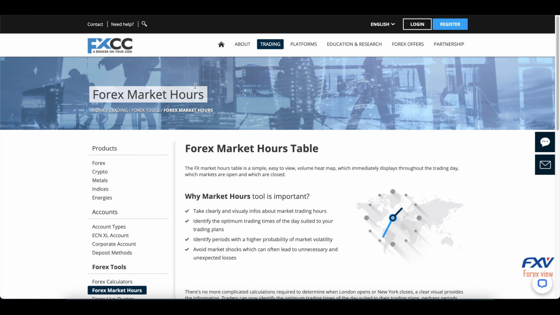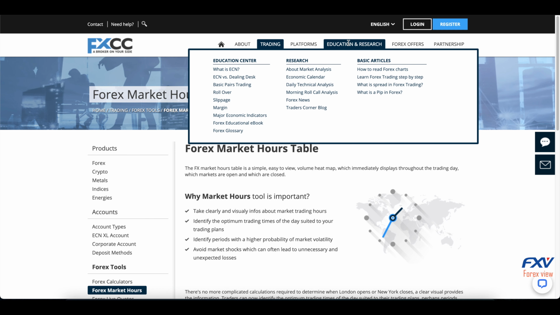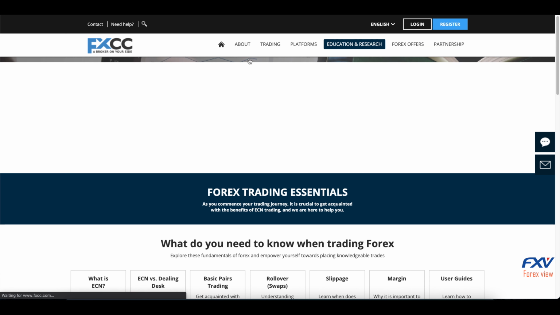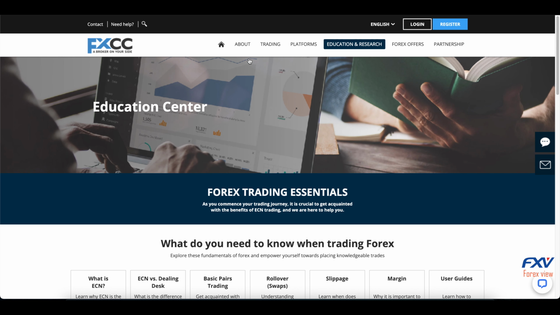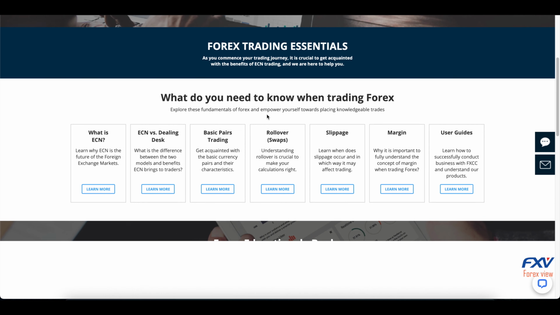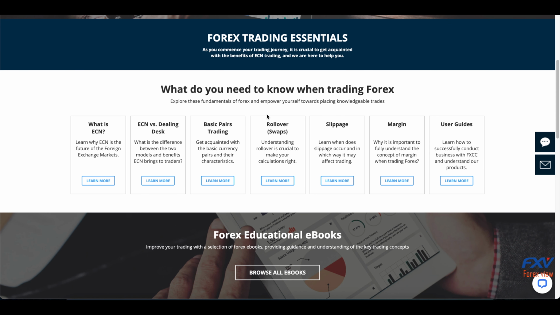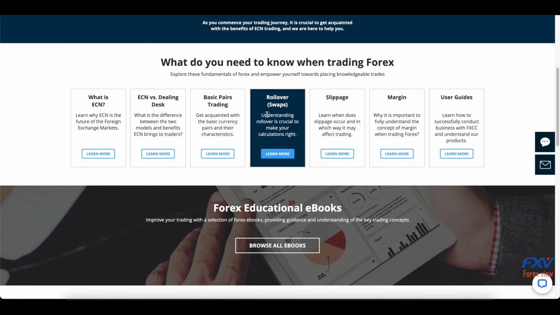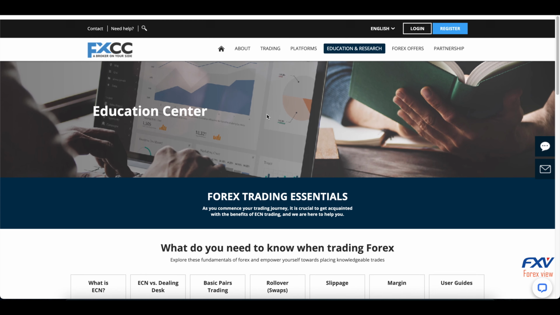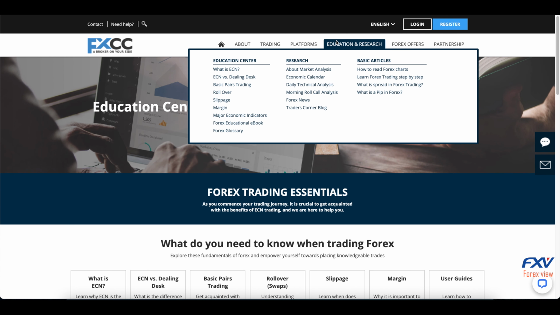FX Central Clearing Ltd, or Fxcc, is authorized as a Cyprus investment firm and regulated by the Cyprus Securities and Exchange Commission, CSEC, under license number 121/10. As a regulated entity in the European Union, Fxcc is a member of the Markets in Financial Instruments Directive, which regulates investment services across the European economic area.